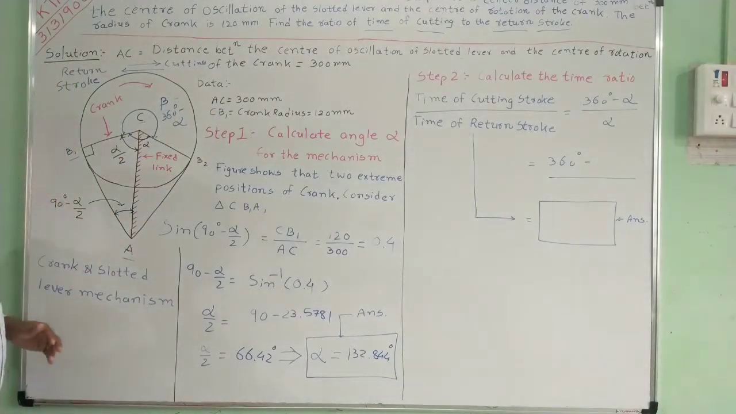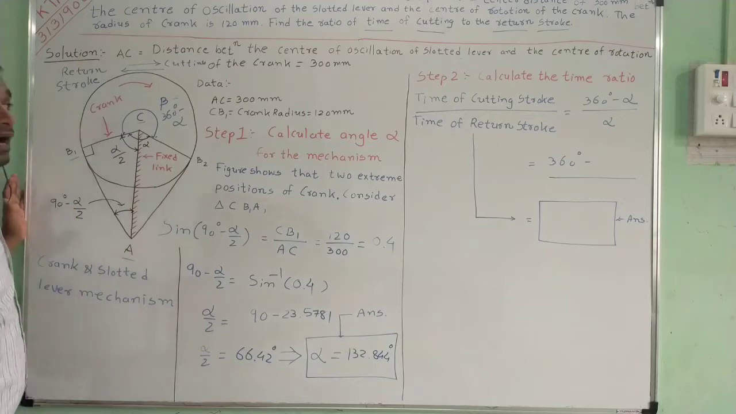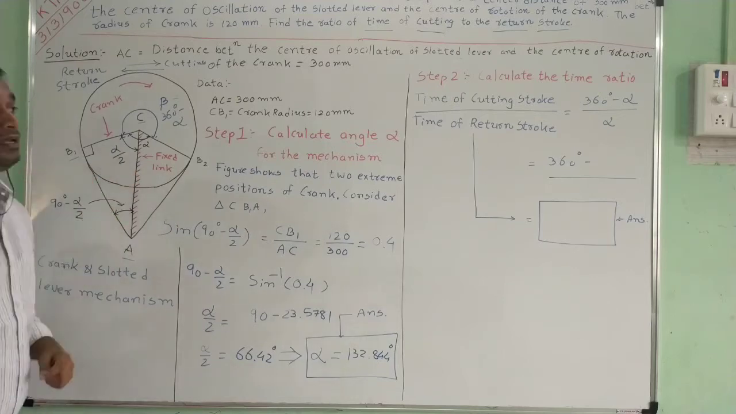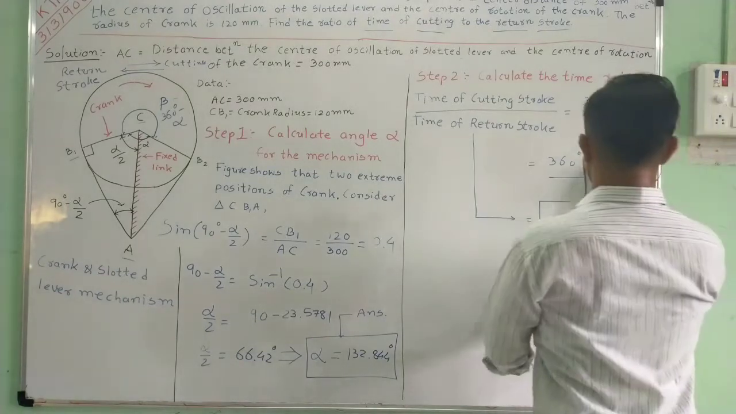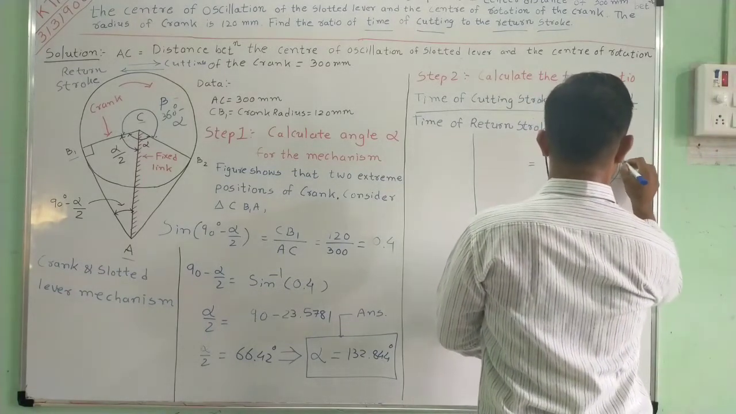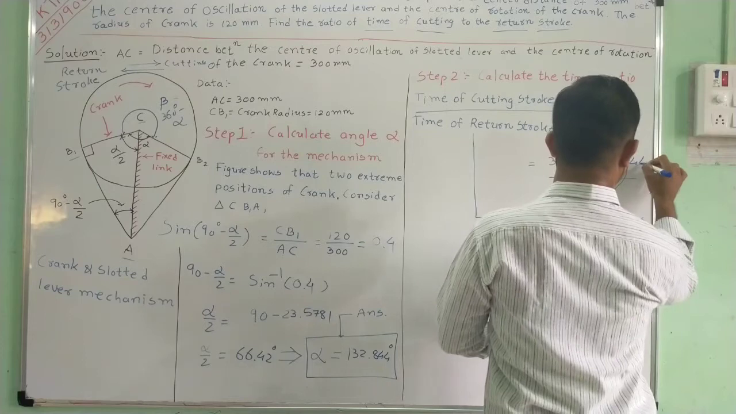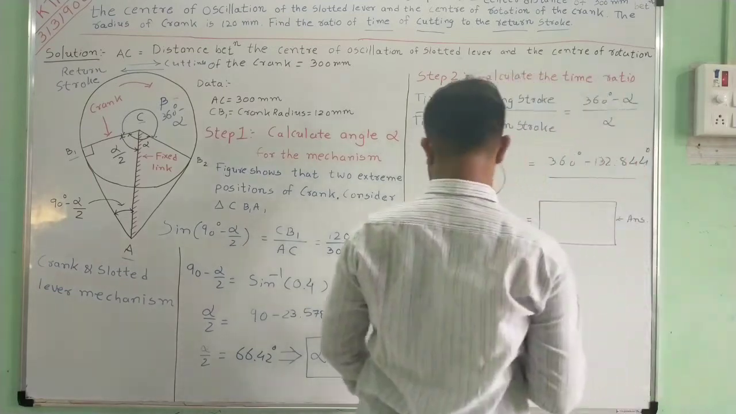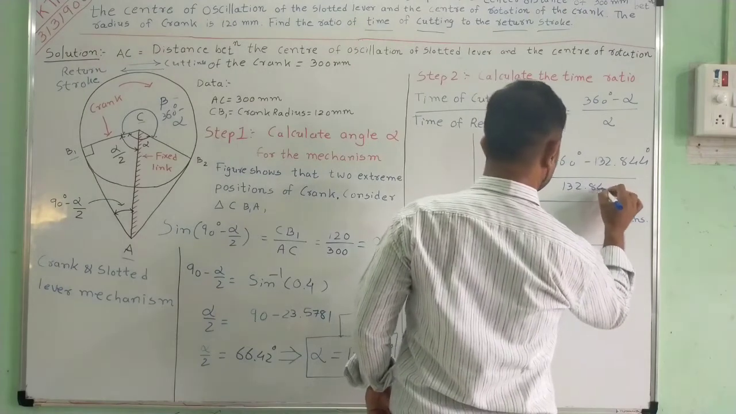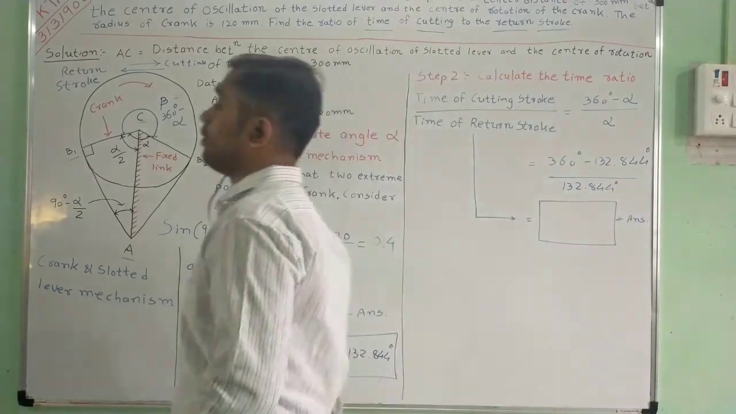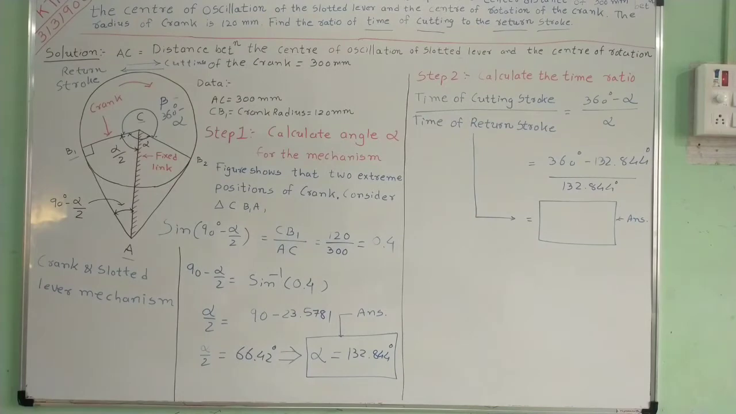Upon the time of return stroke, angle alpha. So now put this value in this equation: 360 minus alpha, so 360 minus 132.84 degree. Now we calculate in the calculator.